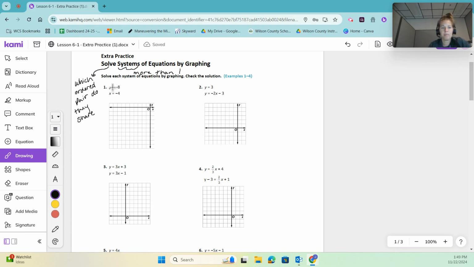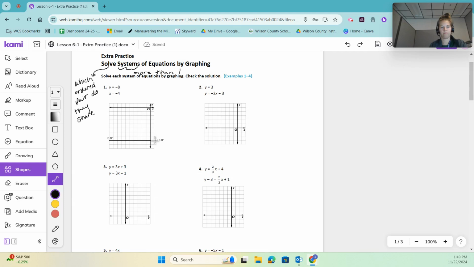So if I'm graphing this first one, I have y equals -8. So I'm going to go to y is -8. 1, 2, 3, 4, 5, 6, 7, 8. And that means y is always -8. So I'm going to get myself a straight line here at y is -8.